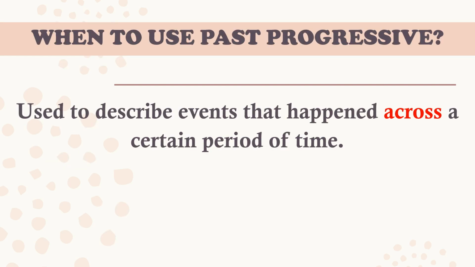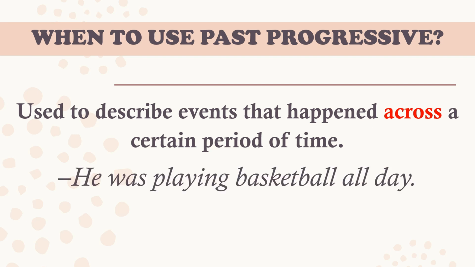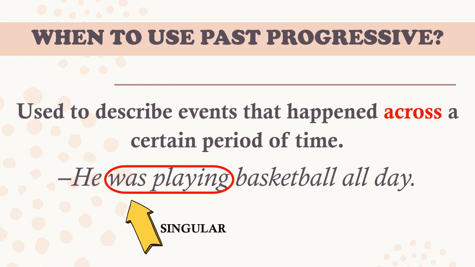When to use the past progressive tense? We use this to describe events that happened across a certain period of time. Example, he was playing basketball all day. This means that he did not stop playing. He was doing that the whole day.